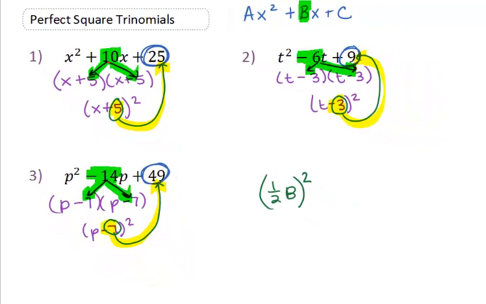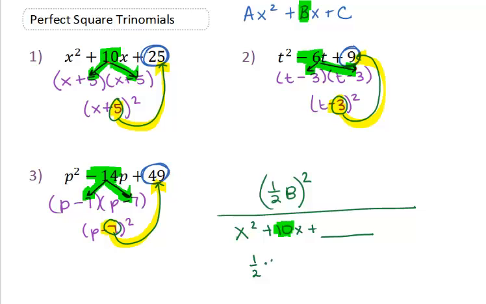So let's prove this again using the first example. If it would have started out as x squared plus 10x plus a blank, and if we needed to fill in the blank, what we would do is we would take 1/2 of our b term, remember the b is the one in front of the x, so the 1/2 times our 10, and then we would square it. 1/2 times 10 gives us 5, and 5 squared gives us 25. So that tells us what we would fill in the blank with.